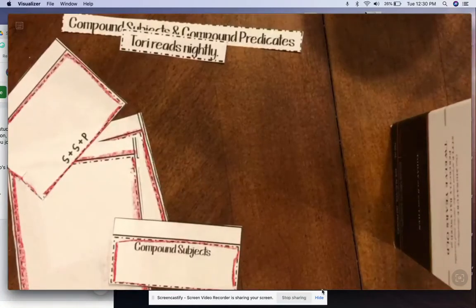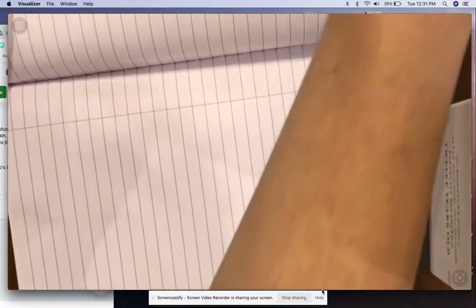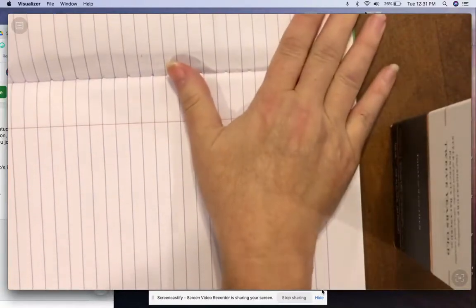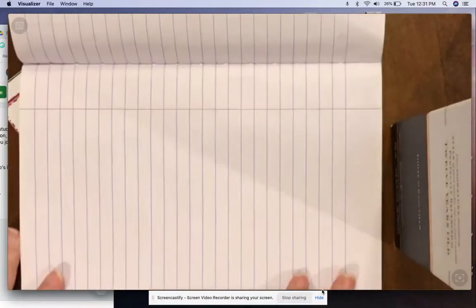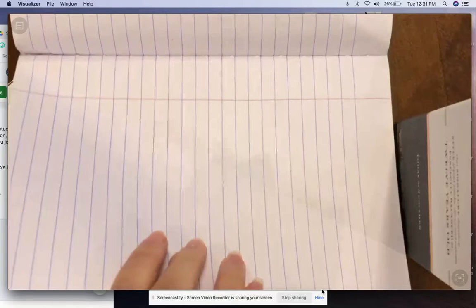I'm going to find my notebook over here, and I'm going to go to the next blank page, and I'm going to turn it long ways or sideways. There we go. All right, first we're going to glue down our title at the top of the page.